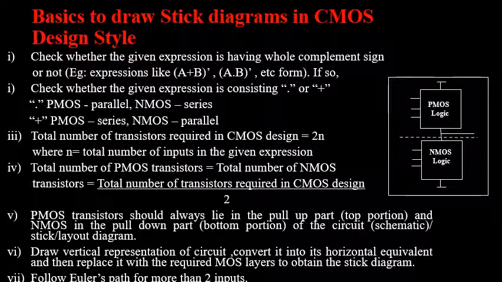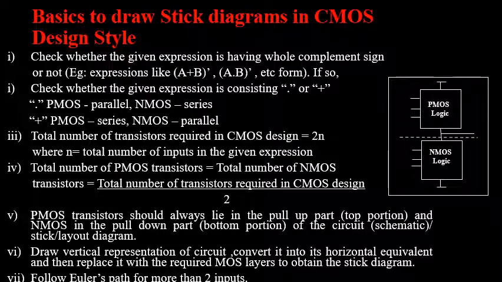If you do not have the expression in whole complement form, for example, say they have asked you to draw the stick diagram of a 2 input OR gate or 2 input AND gate. For a 2 input OR gate the expression will be a plus b. For a 2 input AND gate the expression will be a dot b, wherein you cannot find the whole complement form. If you find such an expression, you have to draw the same thing as for the complement, and in addition, you have to cascade the final output with one more CMOS inverter.